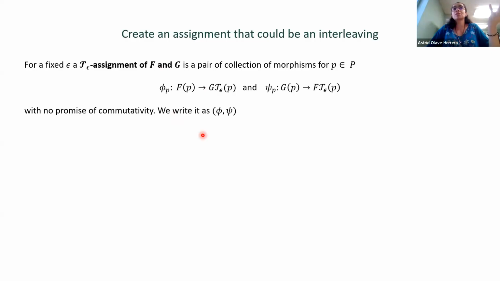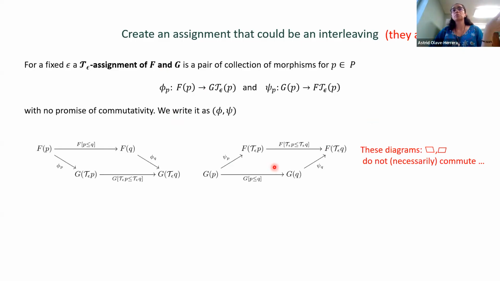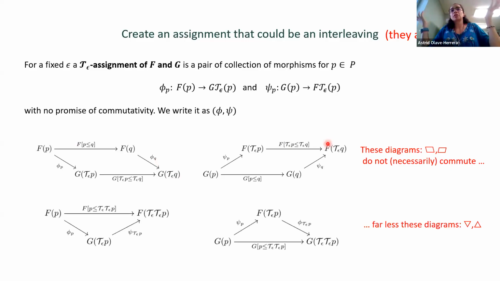So now these are attempts at interleavings, but they are not interleavings. What does it mean? It means that these diagrams do not necessarily commute. Like these parallelogram diagrams, you can still make them, but it doesn't mean that when you take an element it goes to the same element at the final vertex. And far less these diagrams. If you don't have the parallelograms, maybe you cannot expect at all the triangle diagrams to commute. So now our idea is to take this T epsilon assignment and try to make it an interleaving.